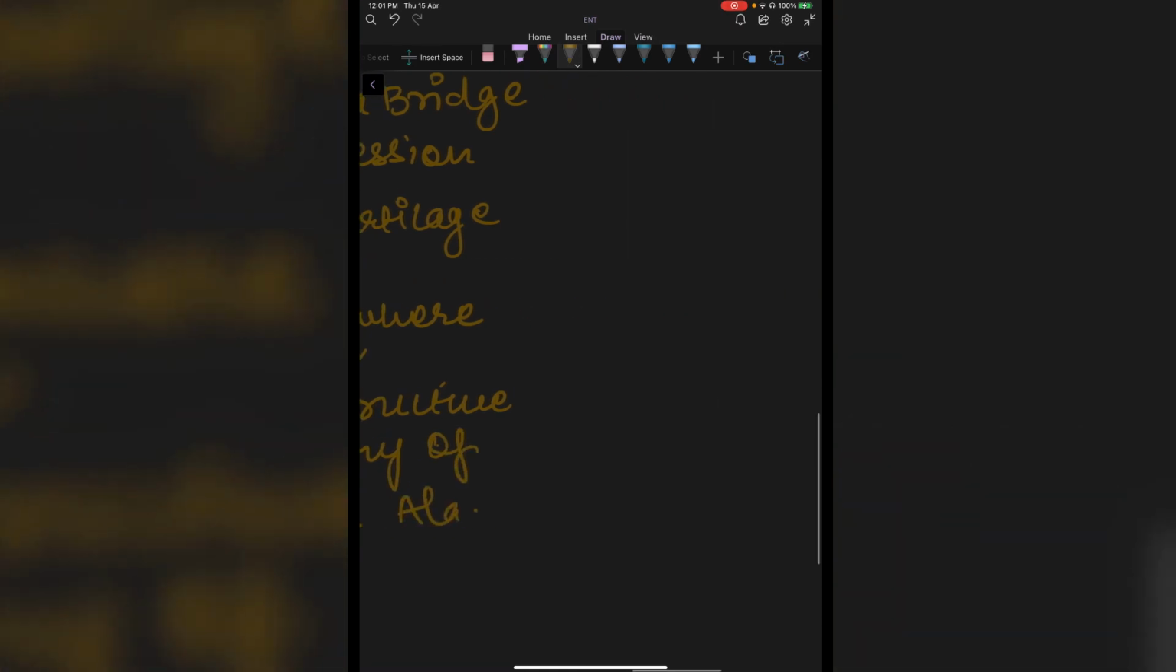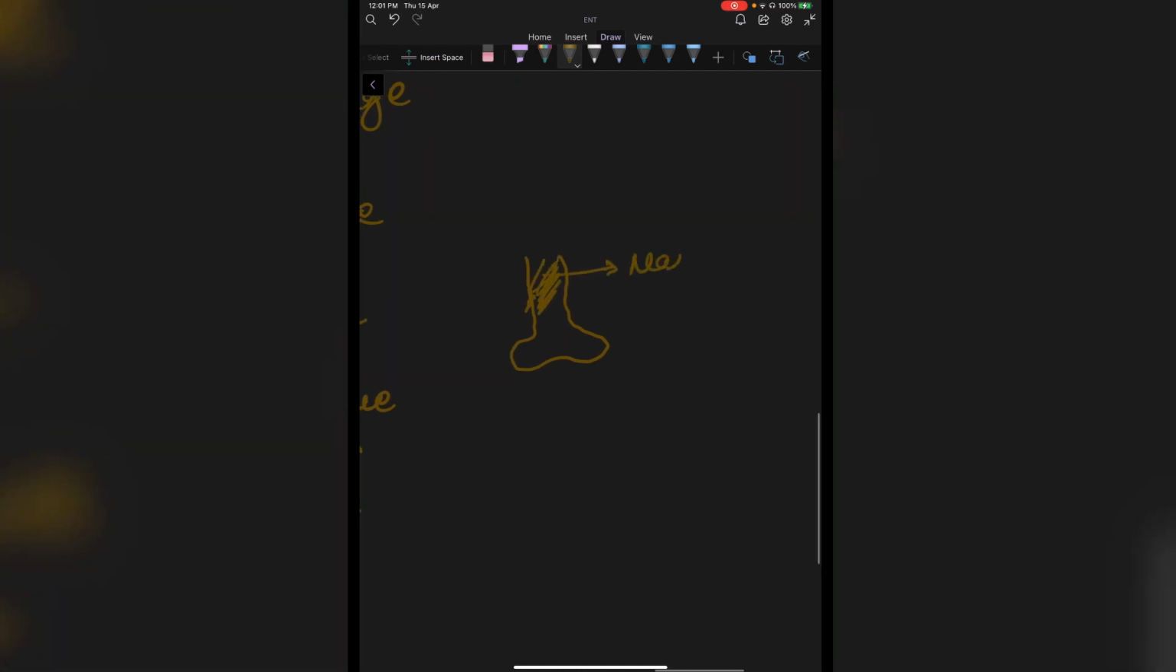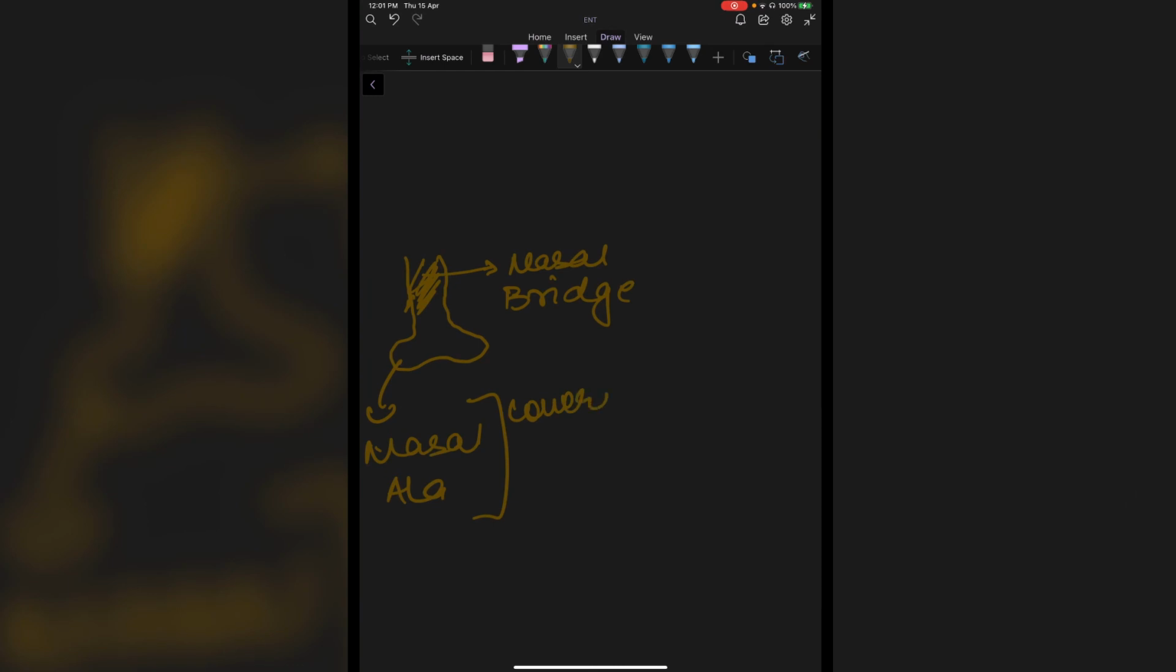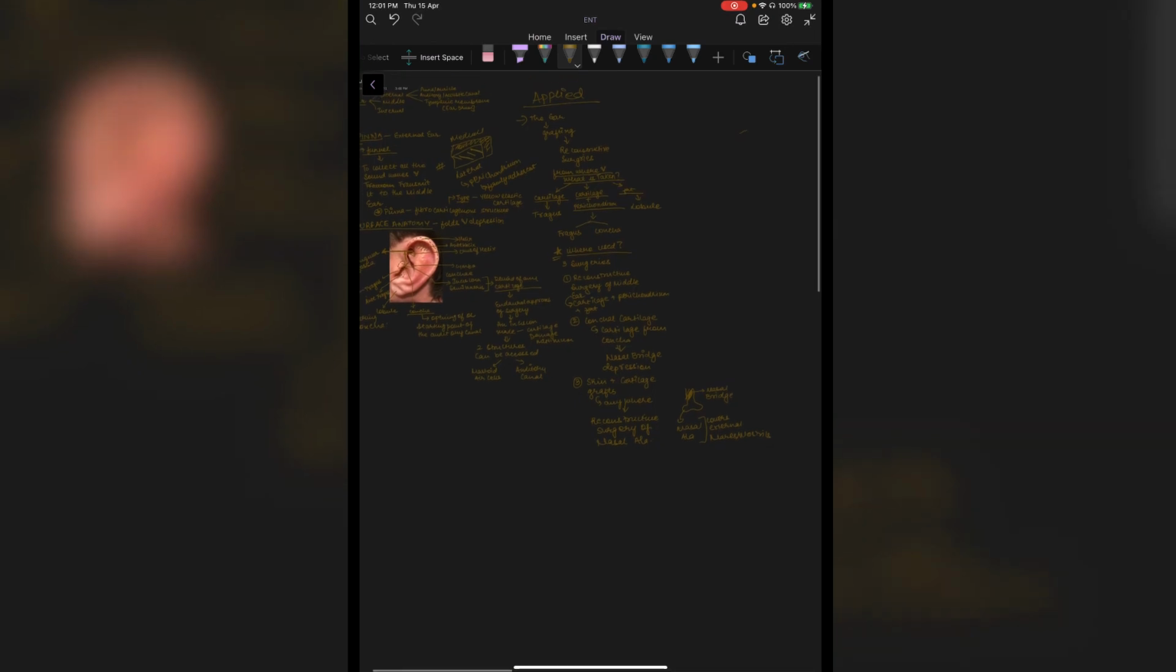Okay, so now let us just quickly see what the nasal bridge and the nasal ala are. So this part is your nasal bridge. This is your nasal ala. Basically, the nasal ala is the part which covers the external nares. So it will cover your external nostrils. Alright, so this is all for this video.